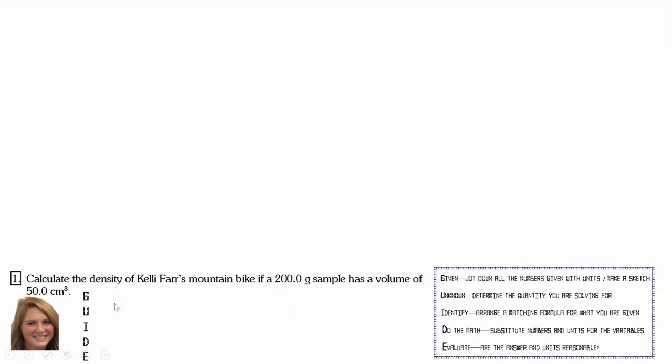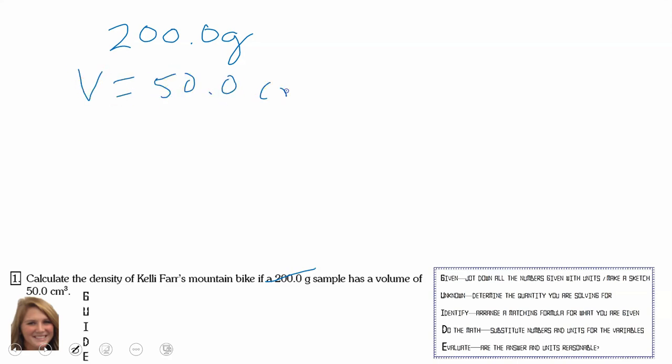So first thing we want to do is jot down all the knowns. Let's jot down, we have 200 grams. We've got that number, a volume of 50 centimeters cubed. And we're trying to calculate the density. So density is what we're after. Grams right here, that's an SI unit for mass. So we've jotted down all the numbers. Probably don't need a sketch of the bicycle. We determine we're solving for density and arrange a matching formula.